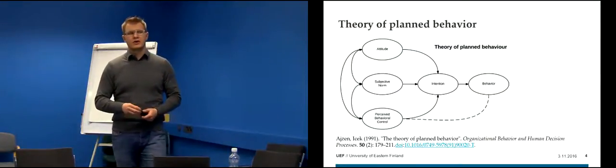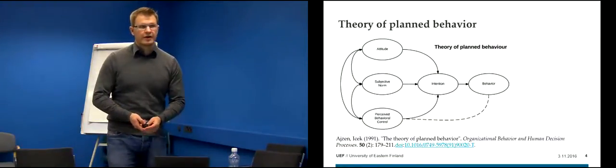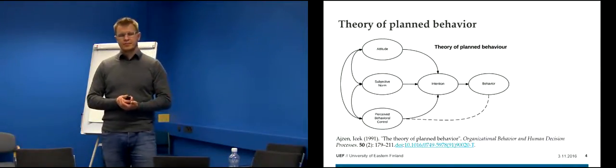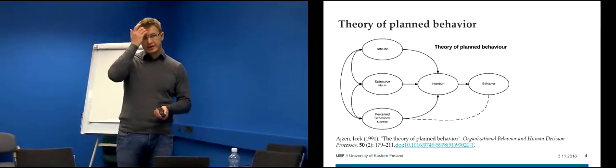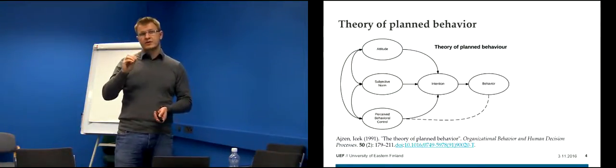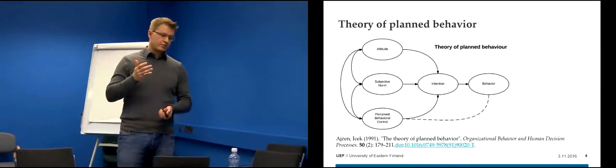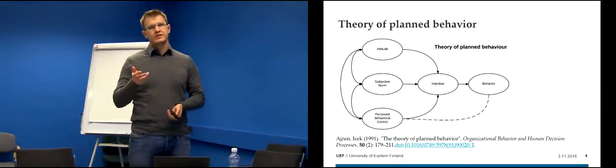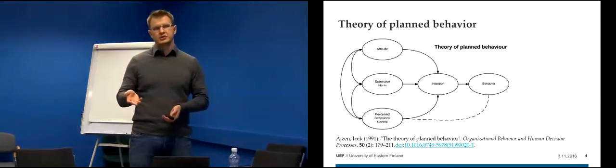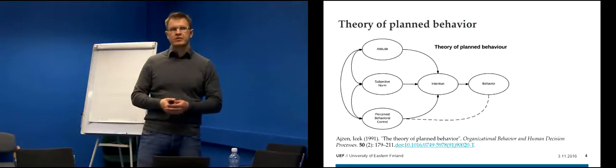Based on that previous model, Icek Ajzen created the theory of planned behavior in 1991. It is, of course, the same thing, trying to explain why we behave, why we make the choices we make. And it is, of course, again dependent on the intention. Intention is dependent on attitude and subjective norm, but also perceived behavior control.